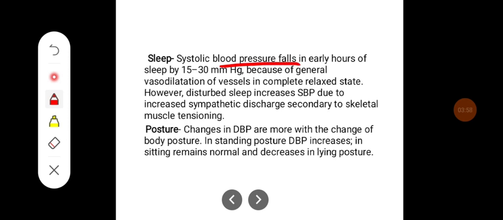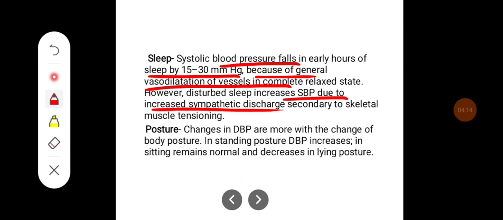Systolic blood pressure falls in the early hours of sleep by 15 to 30 mm of mercury because of general vasodilatation of vessels in a completely relaxed state. However, disturbed sleep increases systolic blood pressure due to the increased sympathetic discharge secondary to skeletal muscle tension.